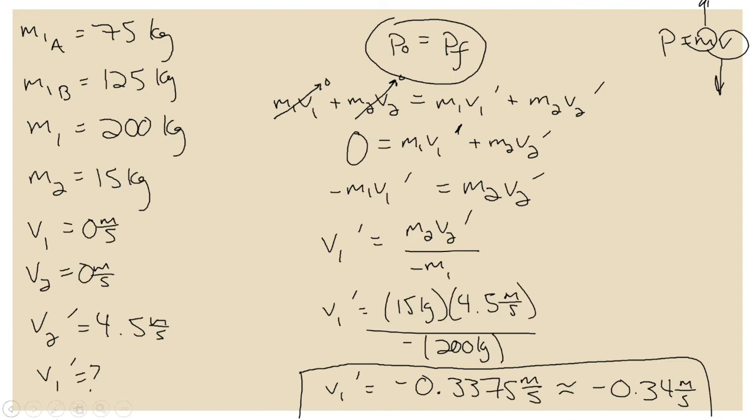And of course, that's what we see because this object has a velocity change with a magnitude of 4.5 meters per second because the velocity goes from 0 to 4.5. On the other hand, the man in the boat with a mass of 200 kilograms only experiences a velocity change with a magnitude of 0.34 meters per second. The velocity goes from 0 to negative 0.34. So the magnitude of the velocity only changes by 0.34 meters per second.